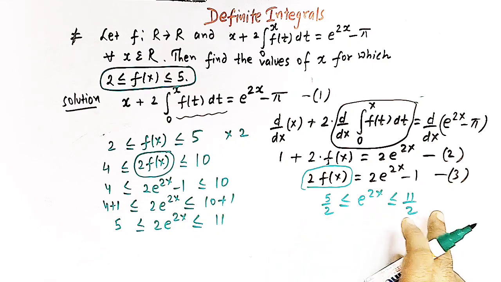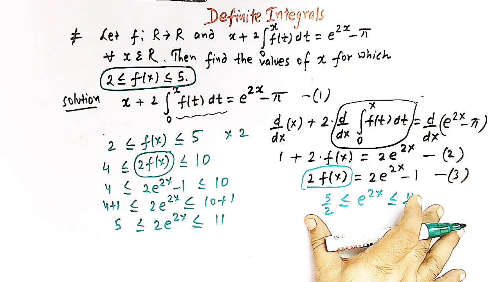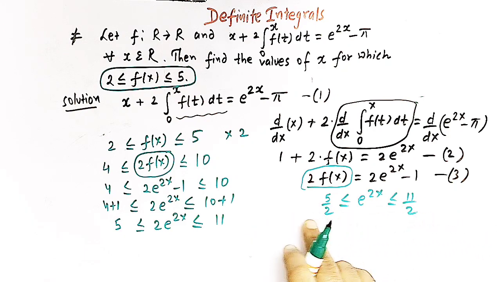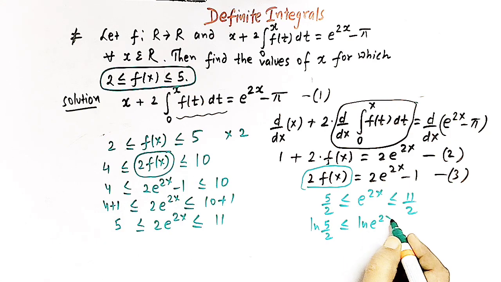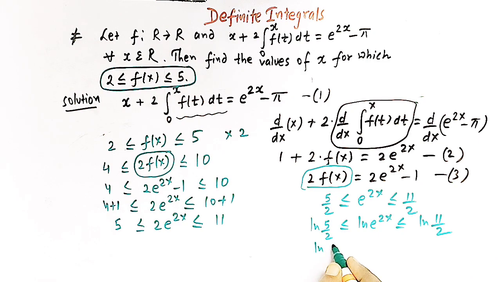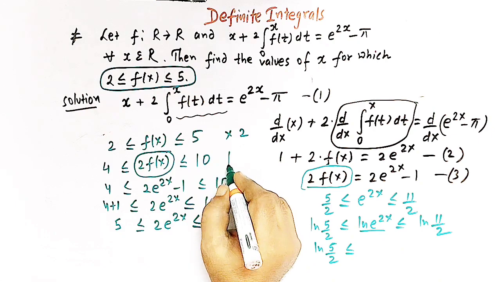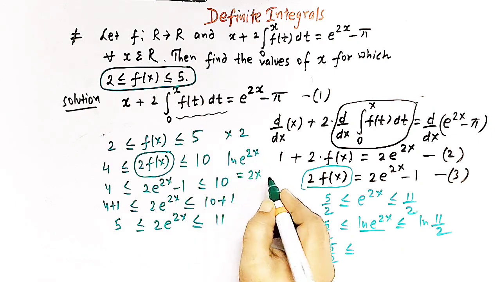So what we will do, will take the natural log of this inequality, right? So taking natural log throughout, we have log of 5 over 2. Here we have log of e raised to 2x, and here we have log of 11 over 2. So this is the natural log of 5 over 2, and here this term, that is natural log of e raised to 2x, is equal to 2x.